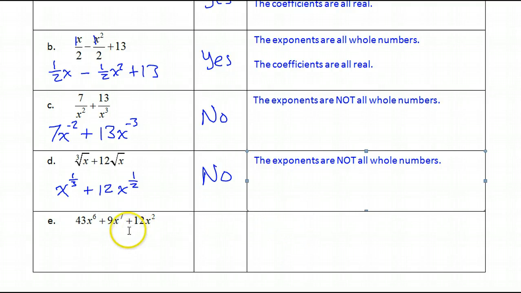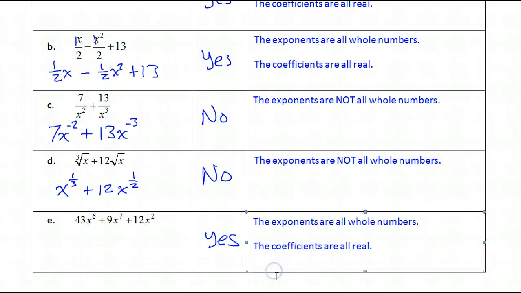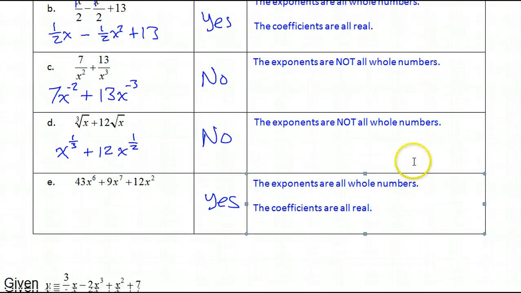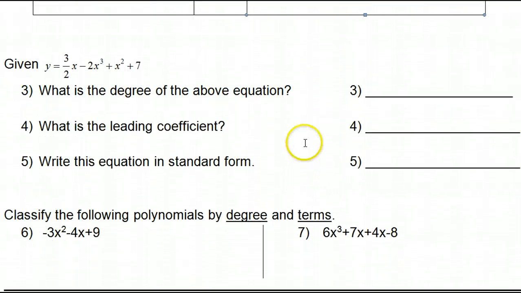All right, and this one down here is back to being a yes again. Because once again, all of the exponents are whole numbers, and the coefficients are all real, so we have no problems there. Okay, so that's how you tell if something is a polynomial in the first place.